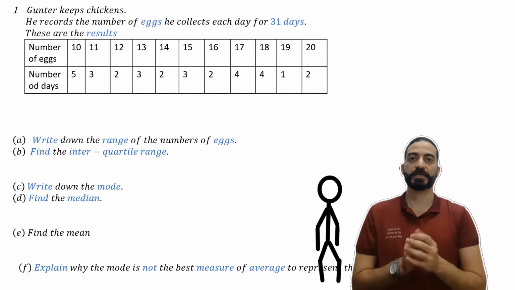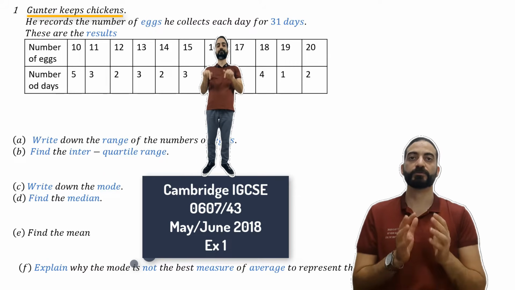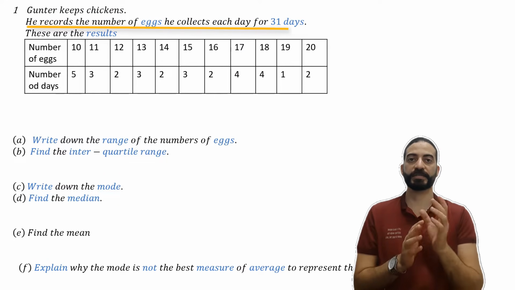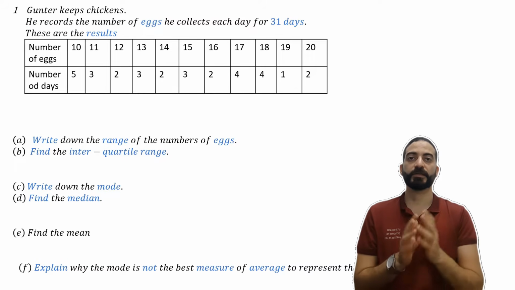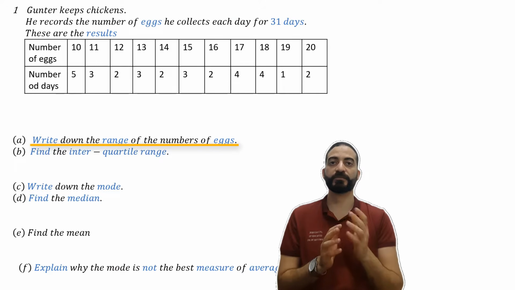Hello everyone, we'll start by solving question 1 of the Cambridge IGCSE 2018 exam. Gunter keeps chickens, he records the number of eggs he collects each day for 31 days. These are the results. Part A, write down the range of the numbers of eggs.